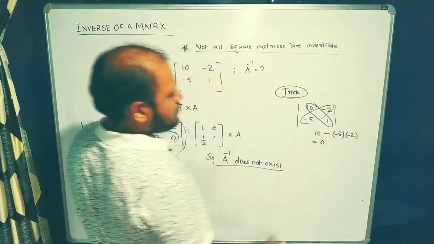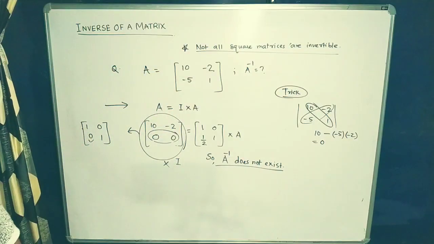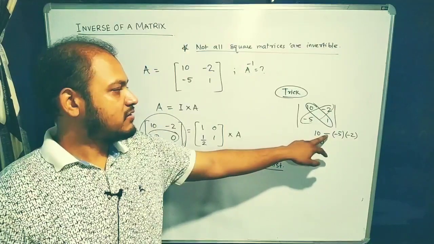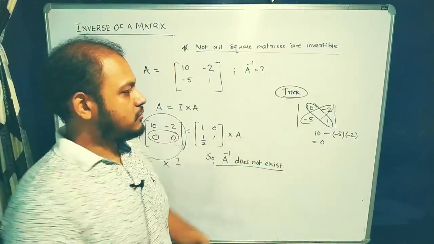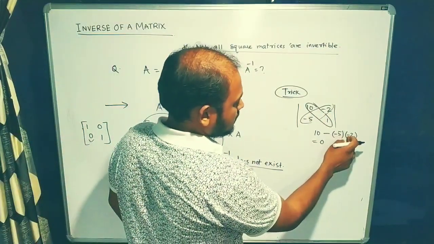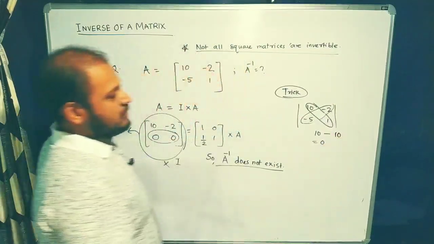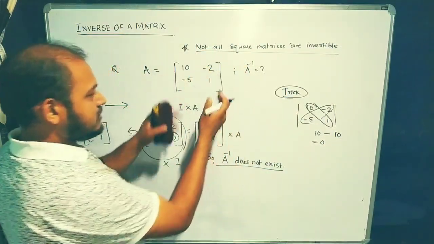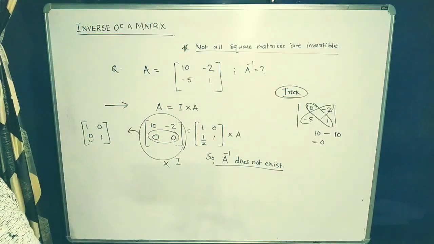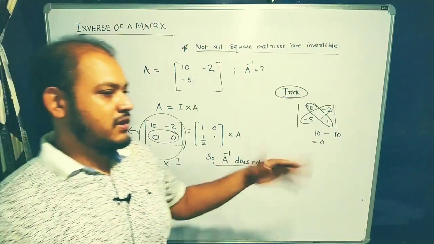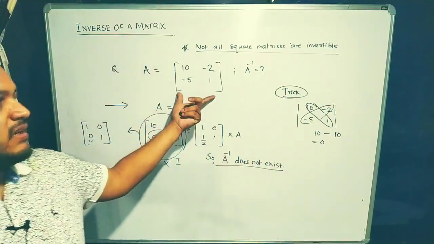If this is equal to 0, then this matrix is not invertible. In this case, we see that 10 into 1 is 10, and minus 5 into minus 2, so minus 5 into minus 2, that is plus 5 into 2, is 10. So we see that 10 minus 10 is becoming 0. So if the determinant of any matrix is 0, then that matrix does not have an inverse. In our case, we see that the determinant is 0.